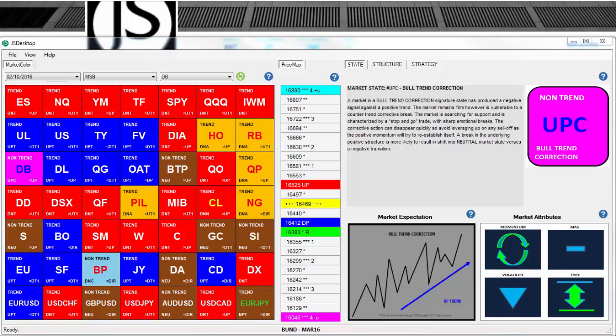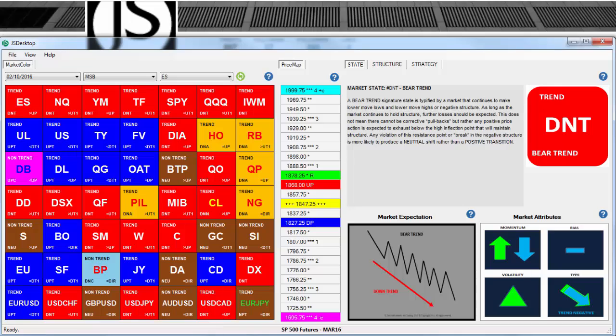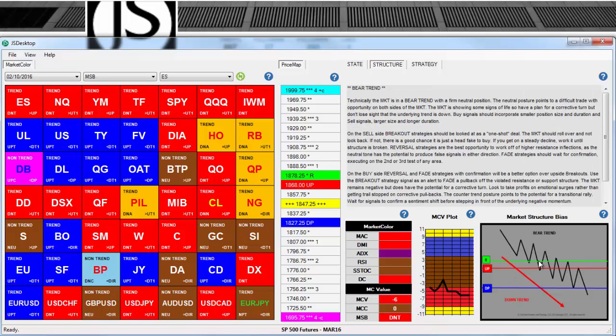The analytics behind this tweet come from the JS desktop. We're looking at the S&P March futures. The market state is in a bear trend. We're anticipating the market to perform like a bear trend, make lower lows and lower highs, and that's our expectation as long as the market holds structure.